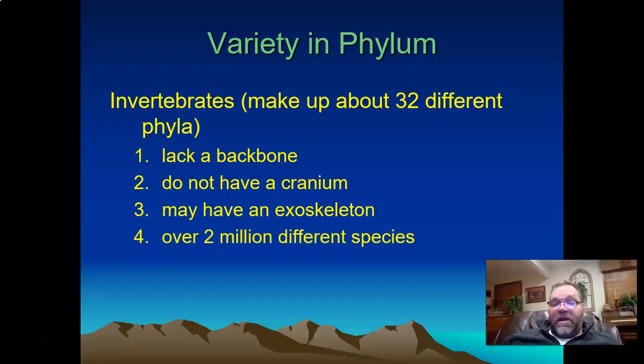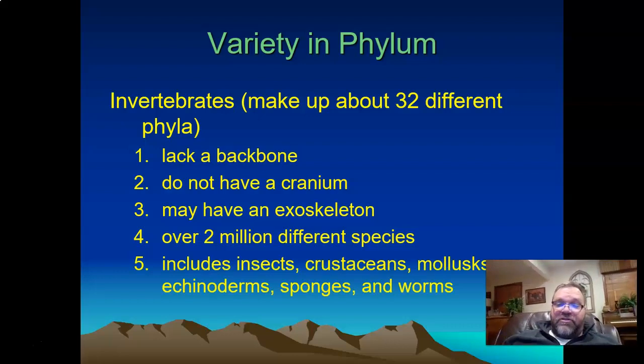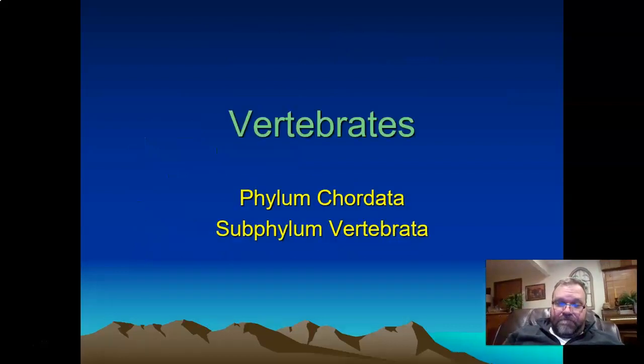It does not have a vertebrate, but it also does not have an exoskeleton. And there are over 2 million different species of these. Includes insects, crustaceans, mollusks, echinoderms, sponges, and worms. Crustaceans would be like sea creatures like crabs, things like that.